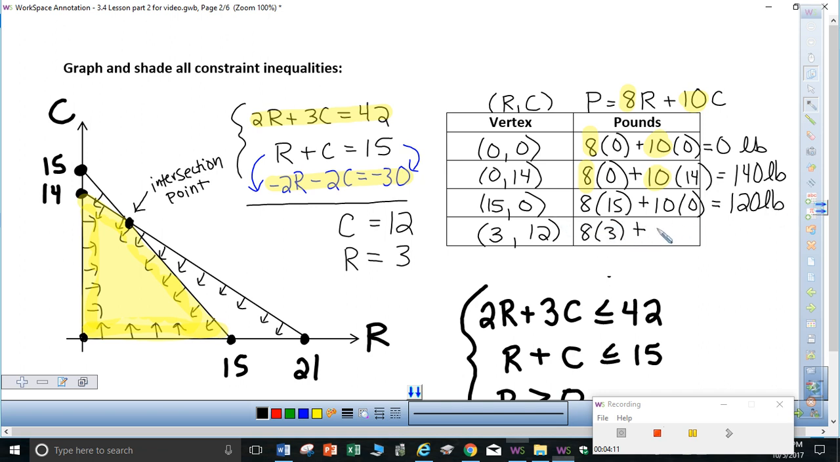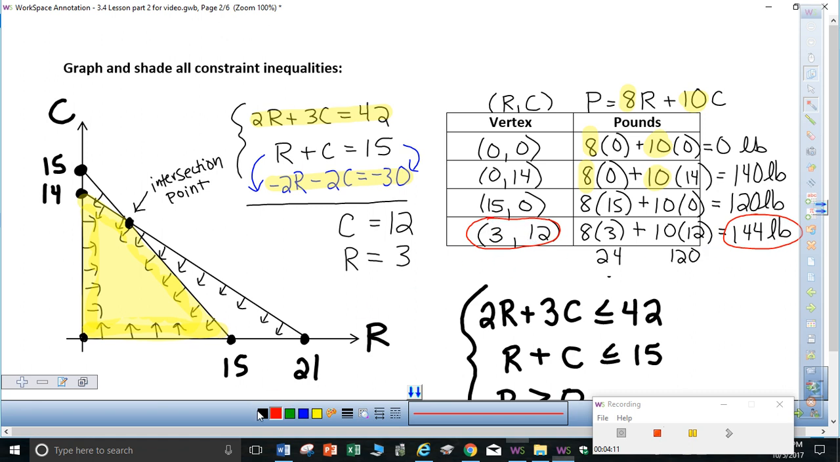So we're going to do 8 times 3 plus 10 times 12. So 8 times 3 is going to be 24, 10 times 12 is 120. Add those two together and we get our maximum number of pounds, which is 144 pounds. So the point that maximized the number of pounds was the point (3, 12).